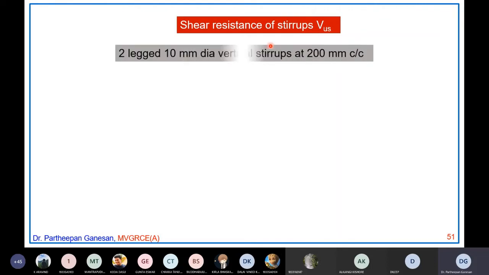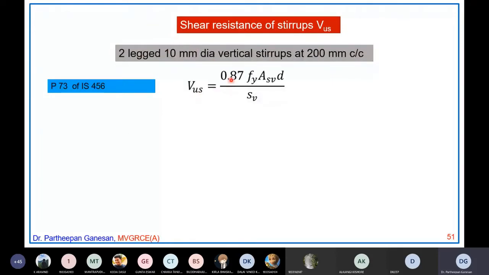Now for the vertical stirrups: 2-legged 10 mm dia vertical stirrups at 200 mm center to center is given. From page number 73, for vertical stirrups, the shear strength is given as VUS equal to 0.87 Fy ASV D divided by SV, right? So here 0.87 Fy ASV D by SV is there. All the details are given. What is the ASV here? What is ASV?